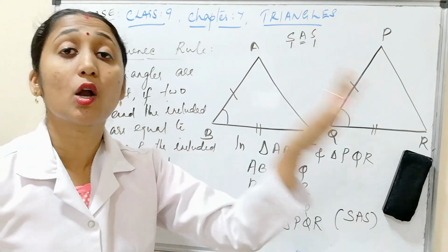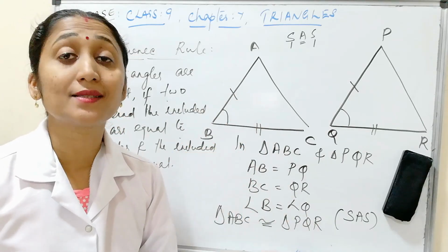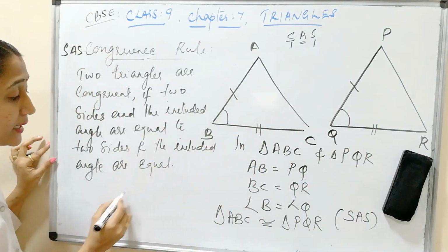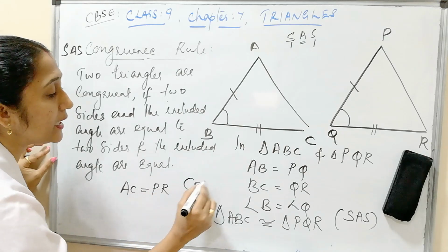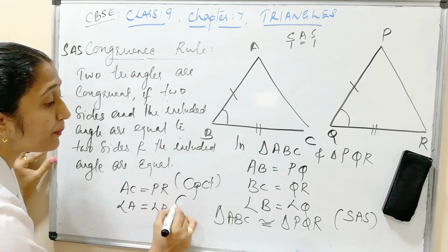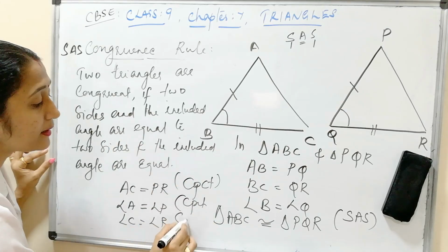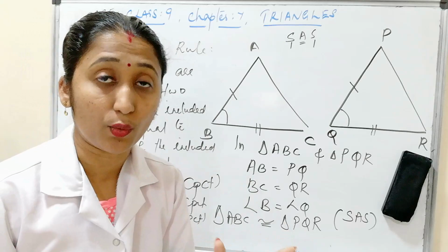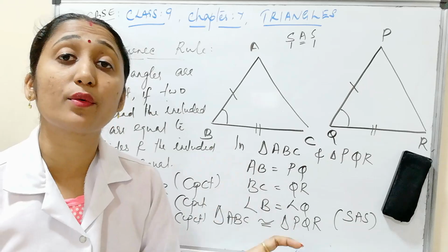If the two triangles are congruent by SAS, what are the remaining corresponding angles or sides? They are equal by CPCT. So from the part, what are the CPCT? We can write the third side, AC is also equal to PR by CPCT, and angle A is also equal to angle P by CPCT, and also angle C is equal to angle R by CPCT. So if any two triangles are congruent by any one of the rules, here the SAS congruence rule, the remaining parts or corresponding parts of the congruent triangles are equal.